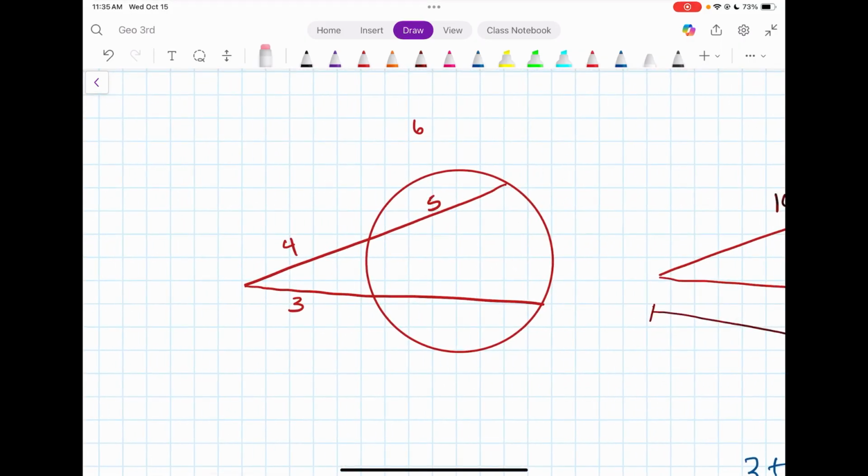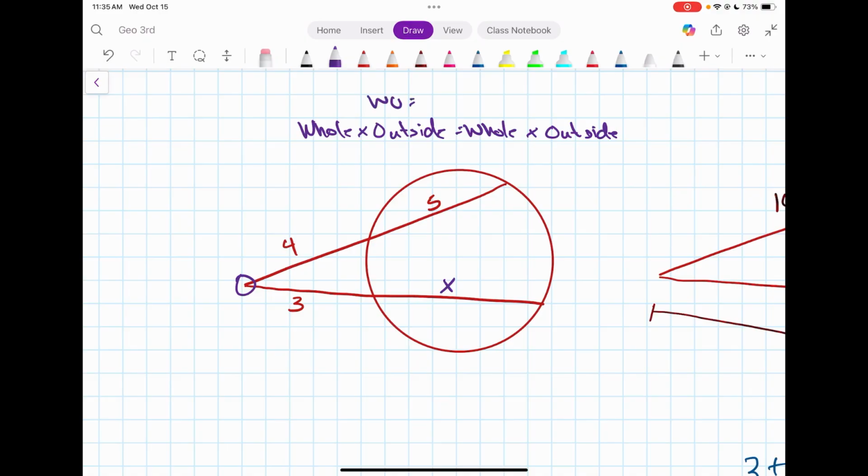Anytime the line segments, in this case we have 2 secant lines, and anytime we have the line segments or secant lines in this case intersecting on the outside, the angles on the outside, here's the formula we're going to use. Whole times outside is equal to whole times outside. A lot of times I'll write that as whoa equals whoa. Whole times outside equals whole times outside.